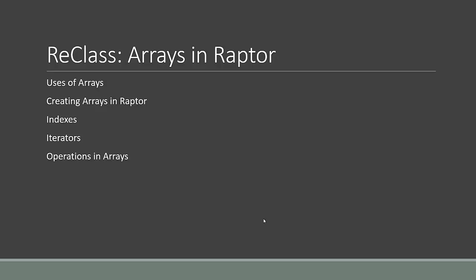First thing we'll go over here is the uses of arrays. Arrays are generally used to store information of the same data type that needs to be sorted, needs to be gone through step by step, needs to be searched through, or needs to have the same operation done on everything inside of the array.